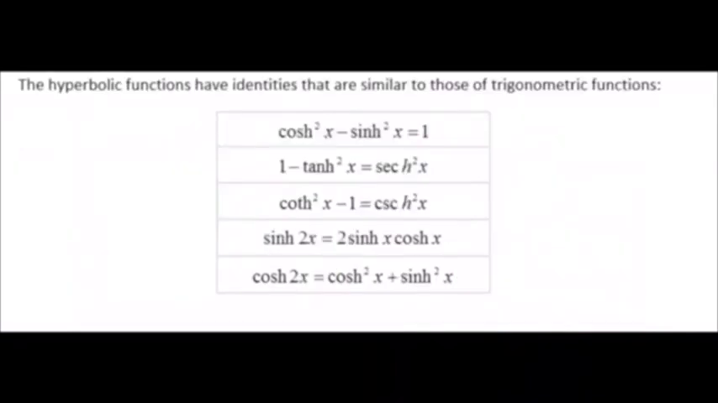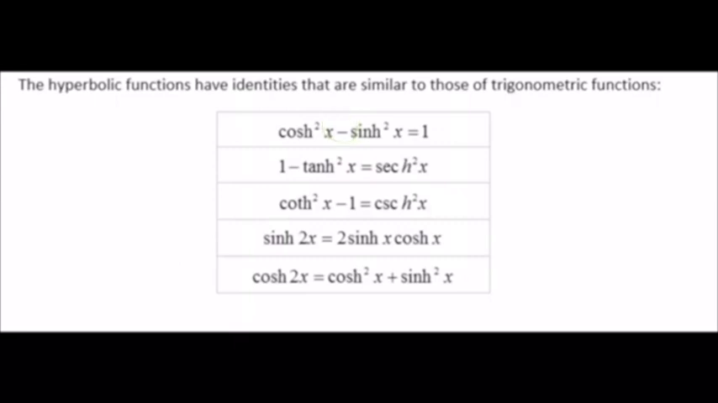Okay, so next we also have identities for hyperbolic functions, which are similar to those of the trigonometric functions. The first one: hyperbolic cosine squared of x minus hyperbolic sine squared of x is equal to 1. So notice its difference with the trigonometric function. In the trigonometric function, the sign here is positive, while in the hyperbolic functions, it's minus hyperbolic sine squared x.